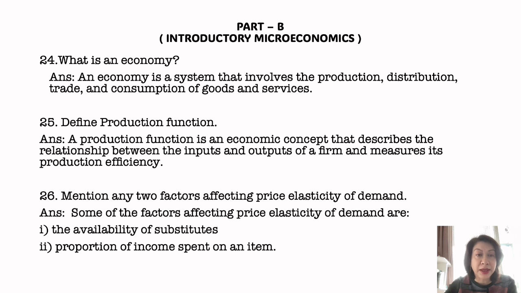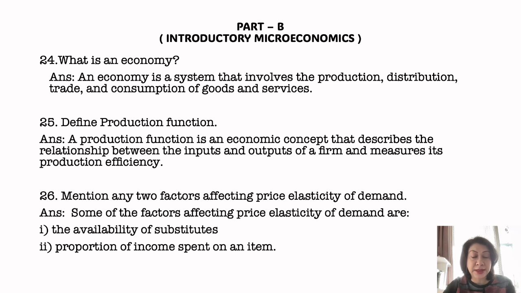What is an economy? An economy is a system that involves the production, distribution, trade, and consumption of goods and services. Define production function. A production function is an economic concept that describes the relationship between inputs and outputs of a firm and measures its production efficiency.